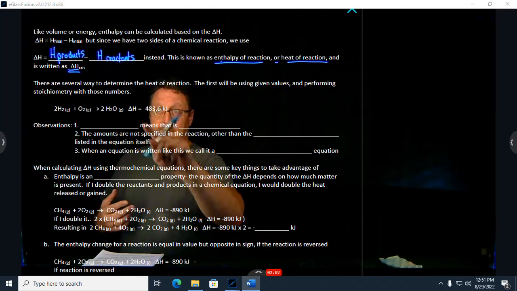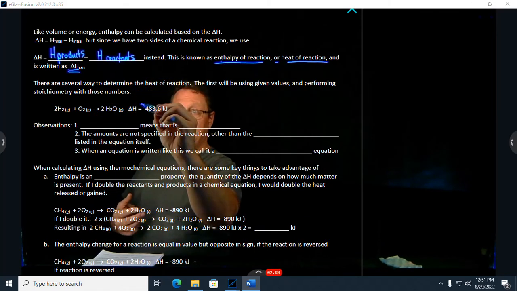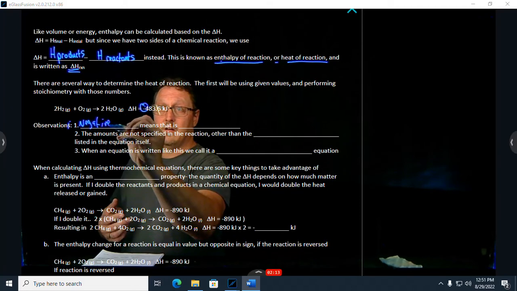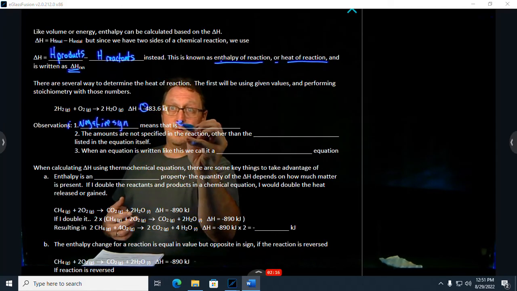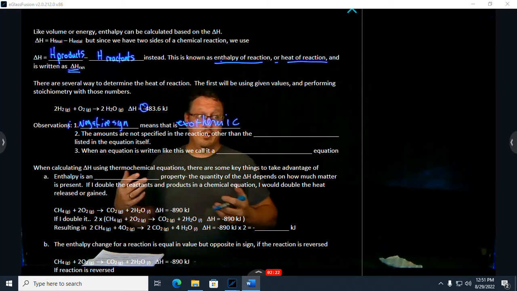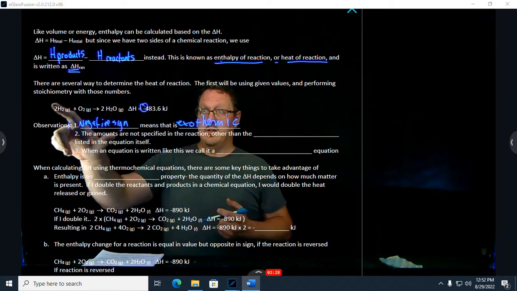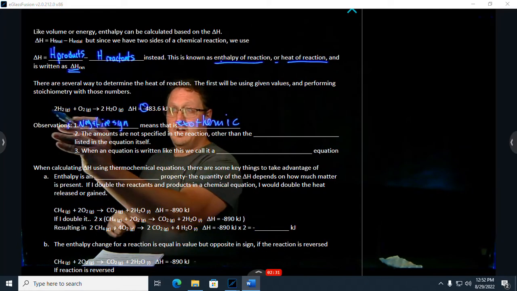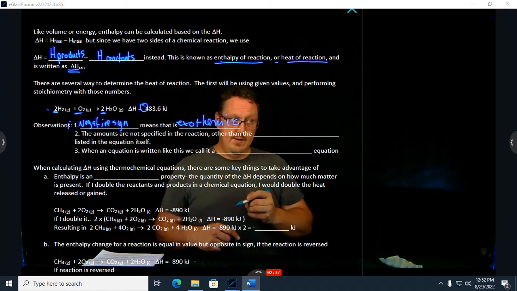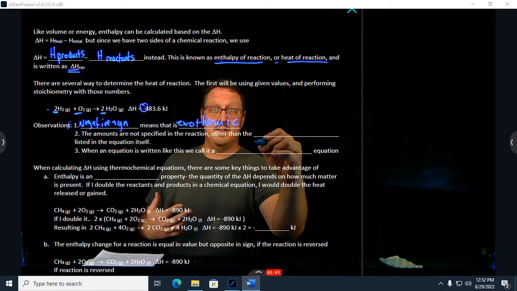So number one, the negative sign right here, this negative sign right in front of my delta H, means that this reaction is exothermic, which means that energy is being released. Now the amounts are not specified in the reaction. There's no point here that specifies how much stuff is unless we look here, here, and here. And so no amounts are specified in the reaction other than the molar quantities listed.